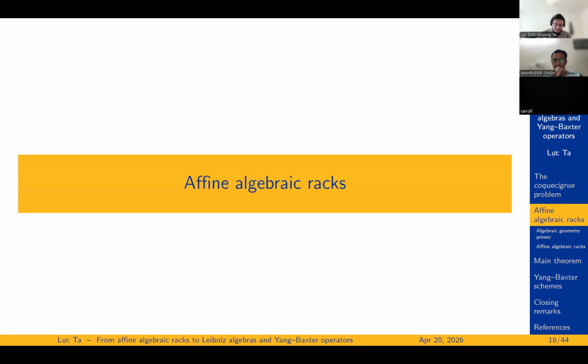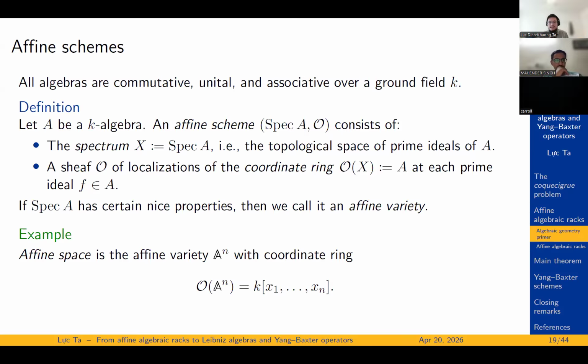First, to finally define what an algebraic rack is, I'm going to start with a quick algebraic geometry primer. So as a convention, other than Leibniz algebras, all my algebras are going to be commutative, unital, and associative over K, which is a field, but you can take it to be a commutative ring, and most of this will still work. So one way to define an affine scheme, which is going to be our notion of a manifold here. And you can define more generally a scheme that's not affine, but for this presentation, we're just going to stick with the affine case for simplicity.